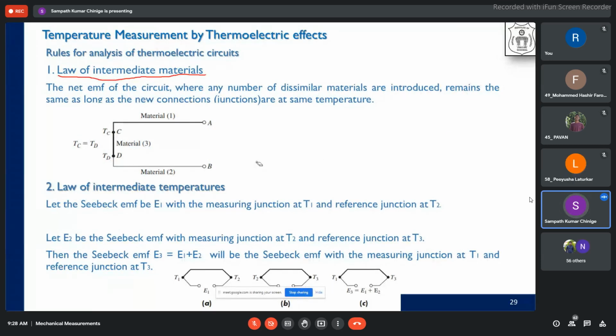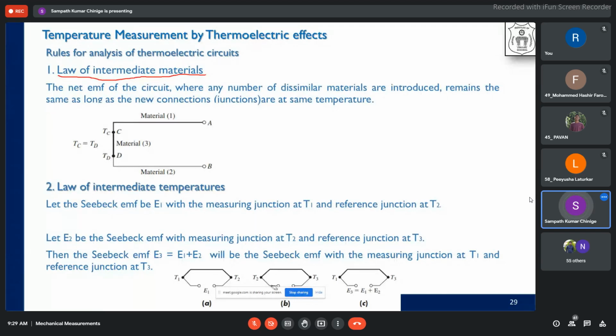What does this tell you? For example, we have 2 dissimilar materials with junctions at T1 and T2. So one material and the second material are joined together, forming 2 junctions which are maintained at 2 different temperatures. Because of that, a potential difference is created. So the electromotive force is capital E1, the potential difference that is created.